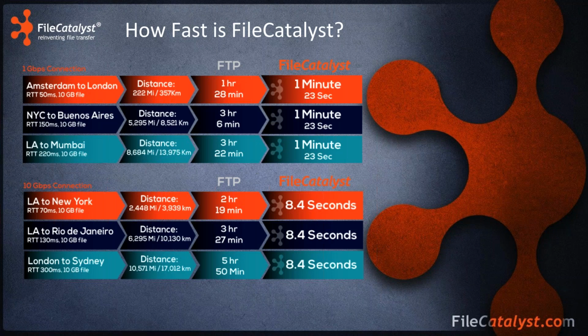A 10 gigabyte file, FTP takes 5 hours and 50 minutes, whereas FileCatalyst takes 8.4 seconds. So even on a long distance transfer all the way from London to Sydney, we can transfer a 10 gigabyte file on a 10 gigabit connection in 8.4 seconds.